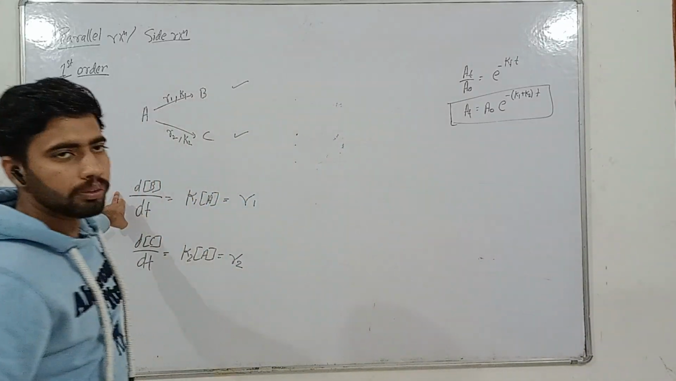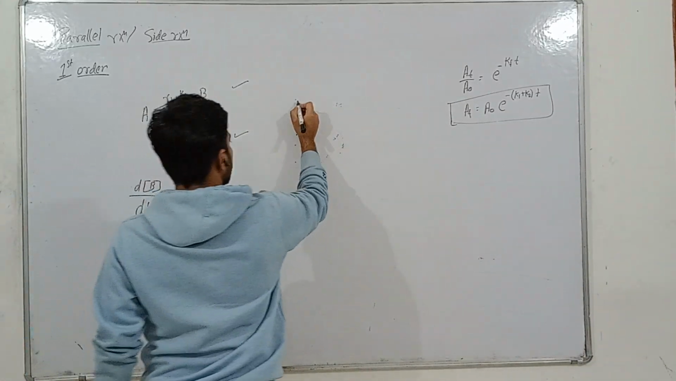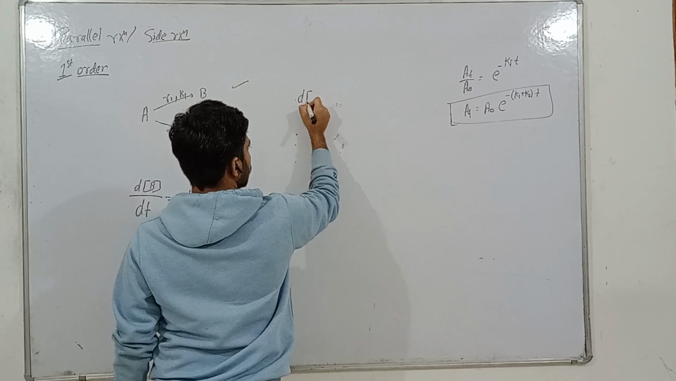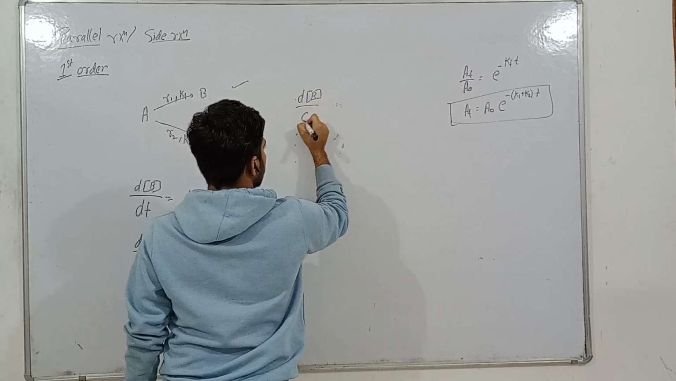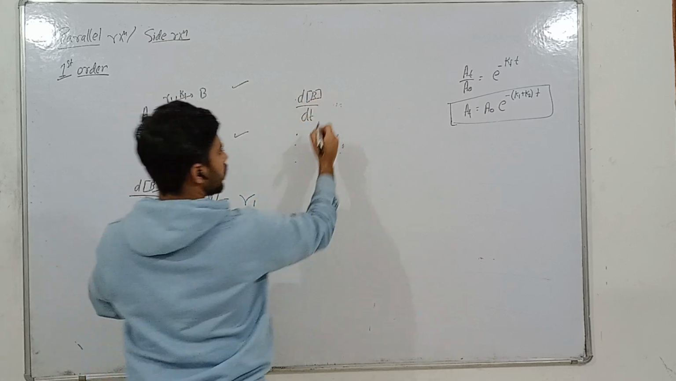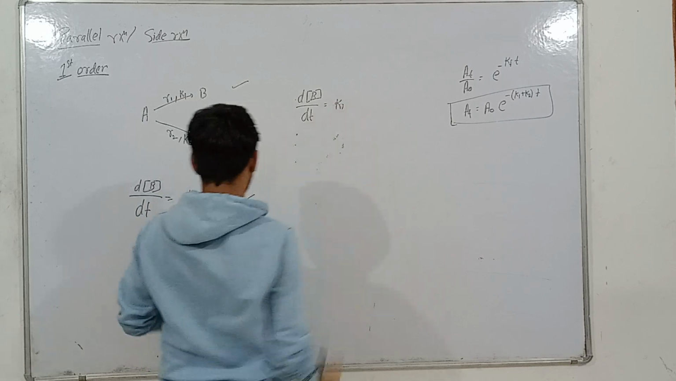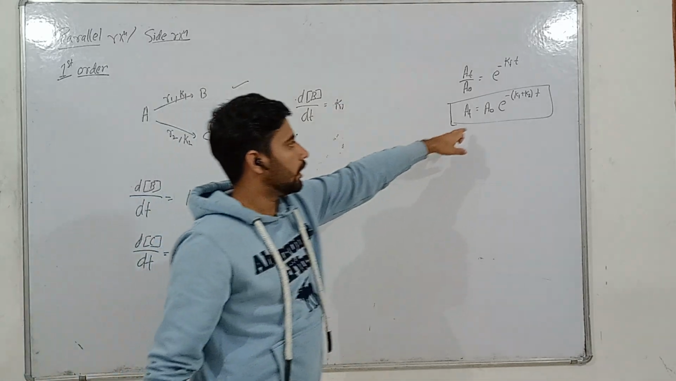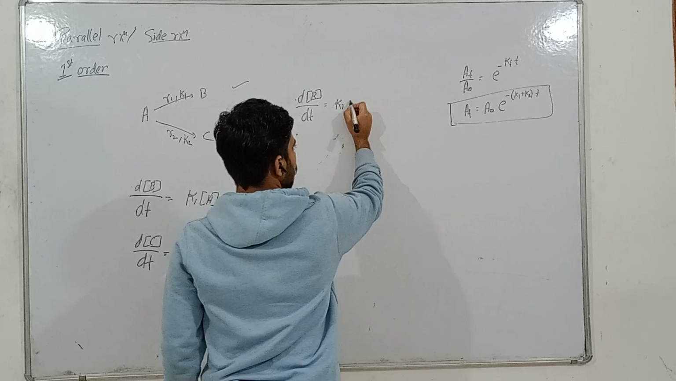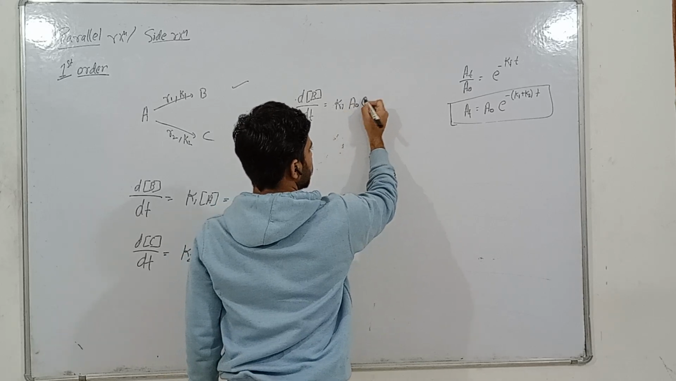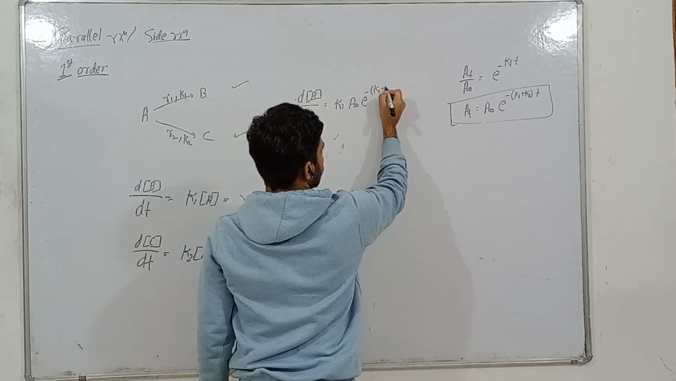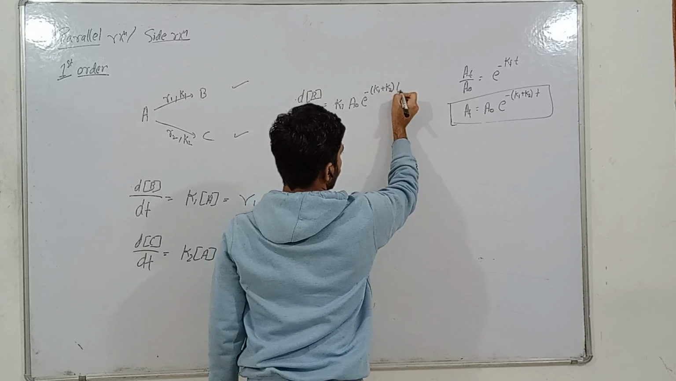Here, the rate dB by dt equals K1 into A. A equals A naught into e to the power minus of K1 plus K2 into t.